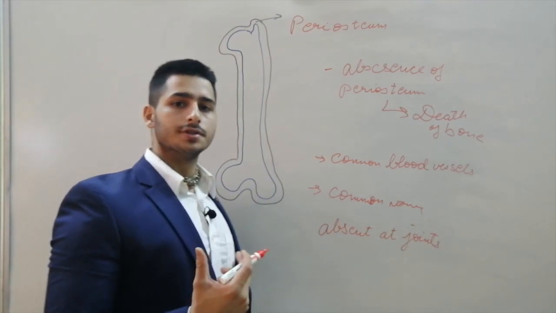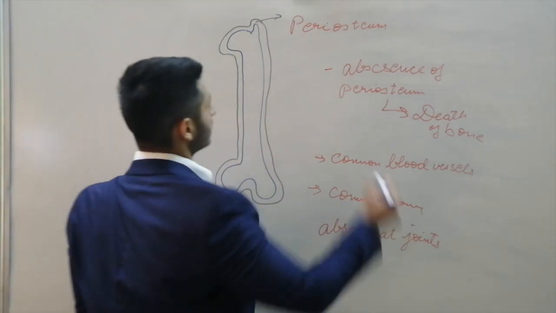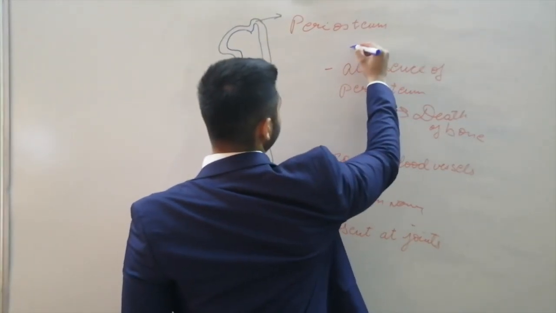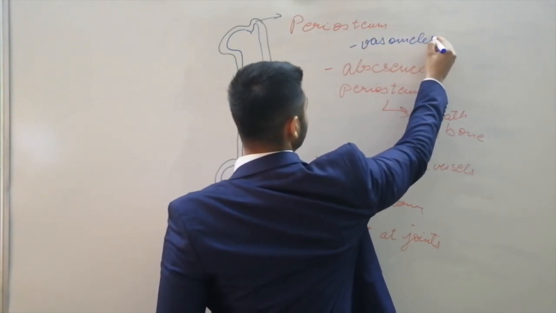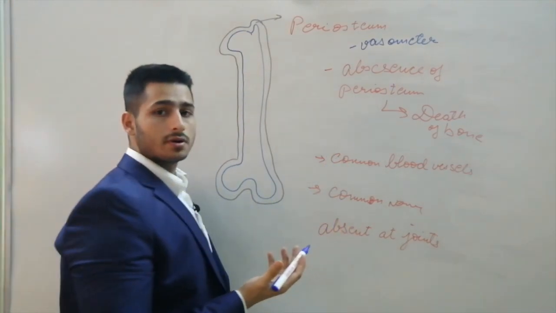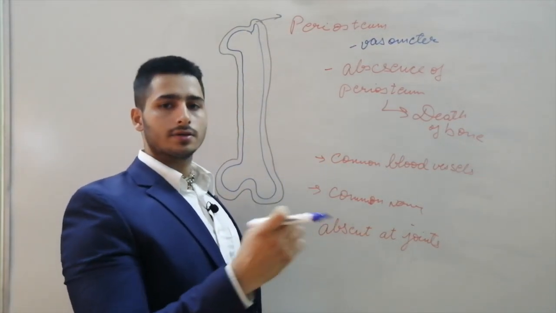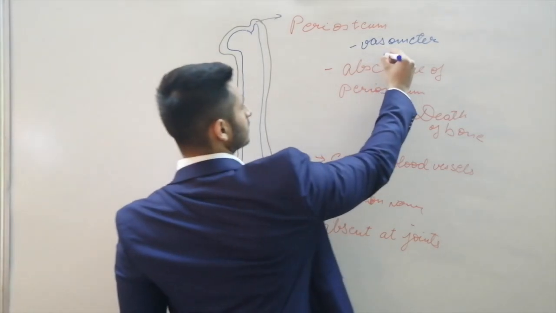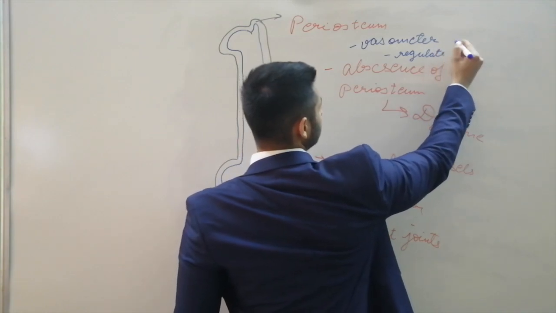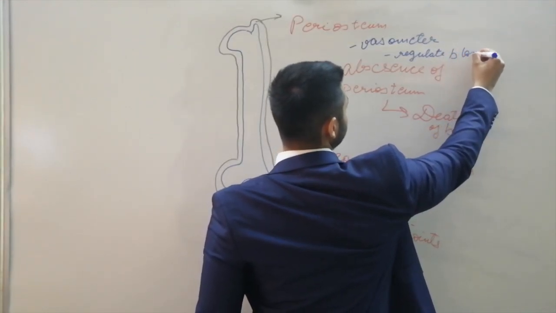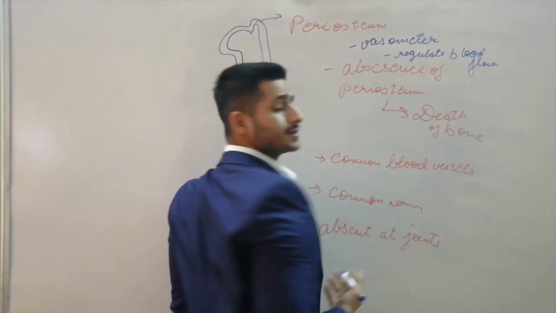And most nerves that enter the periosteum are vasomotor nerves. Now what do we mean by the term vasomotor? Vasomotor means that they help in dilation and contraction. So these nerves regulate the blood flow, because they are vasomotor nerves.